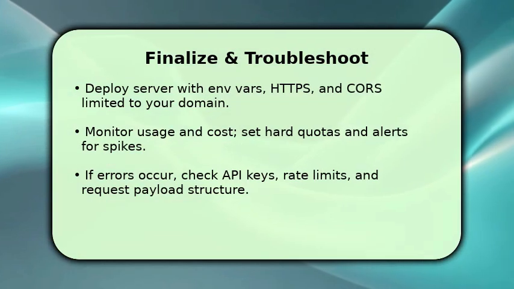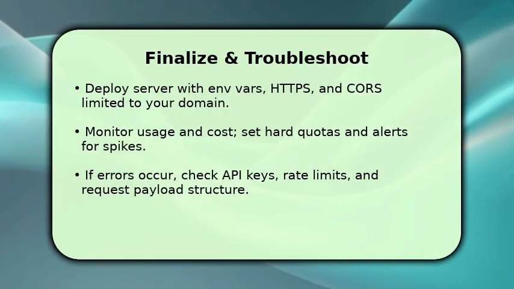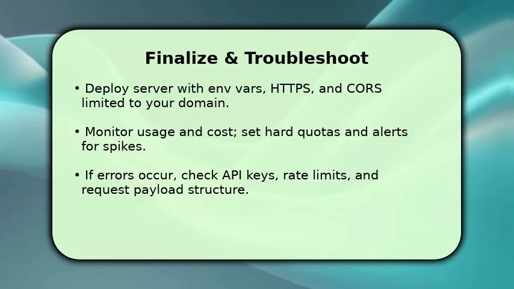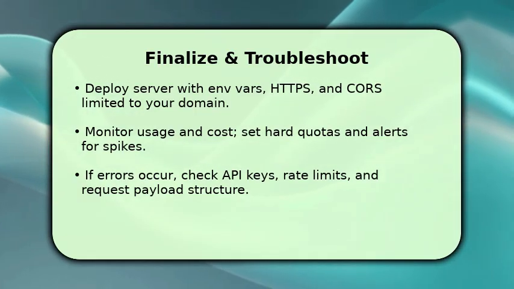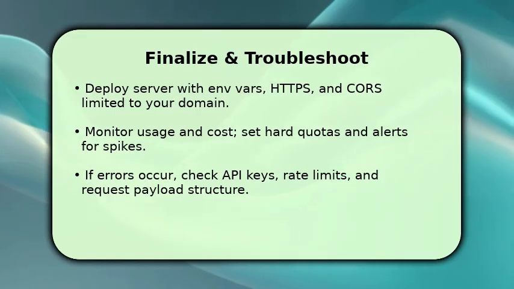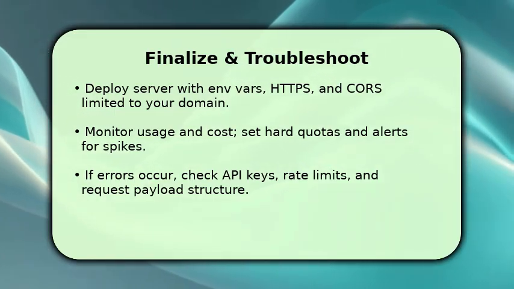To finish, deploy your backend to a secure host and set environment variables for the API key. Once live, lock CORS to your site, enable HTTPS, and add rate limiting on the server to protect the key and control costs. Make sure to test edge cases like long prompts or incomplete JSON.